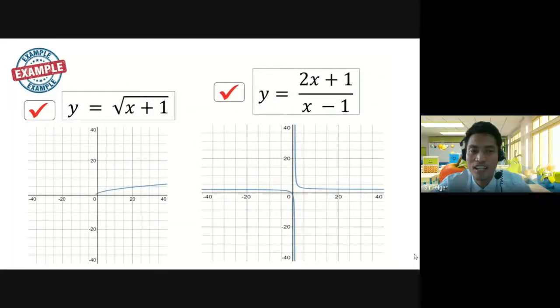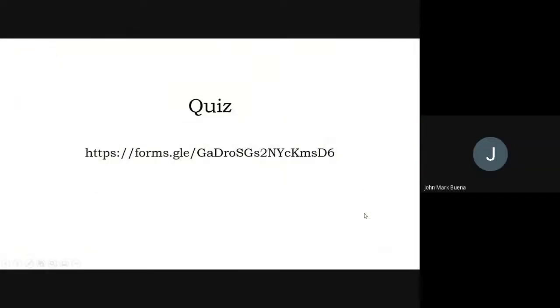This one is a radical equation. It is still a function, right? Then the other one is also an equation, also a function. This one is radical, and this one is rational. Alright, we are done.